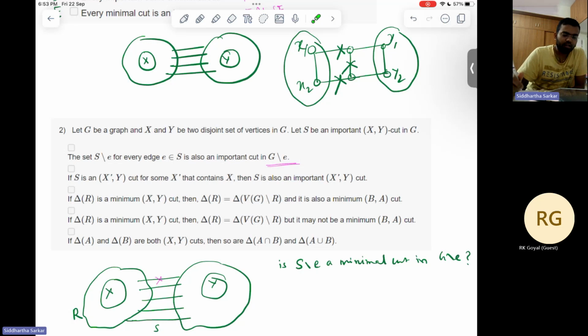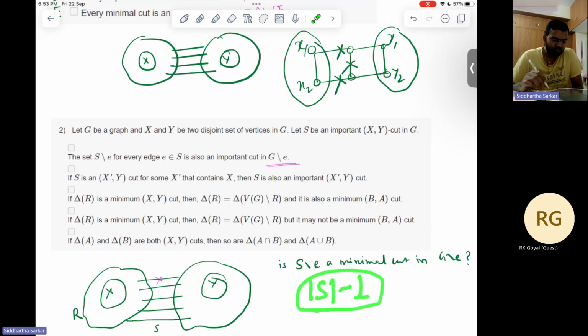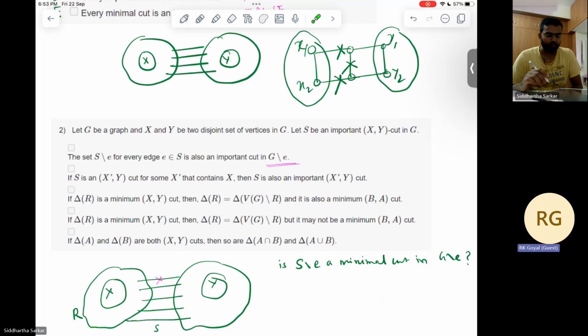You're saying that, I do not know whether S minus E is a cut or not, but there is a cut of size mod S minus 1 in G minus E. That's what you're saying. Yes, yes.